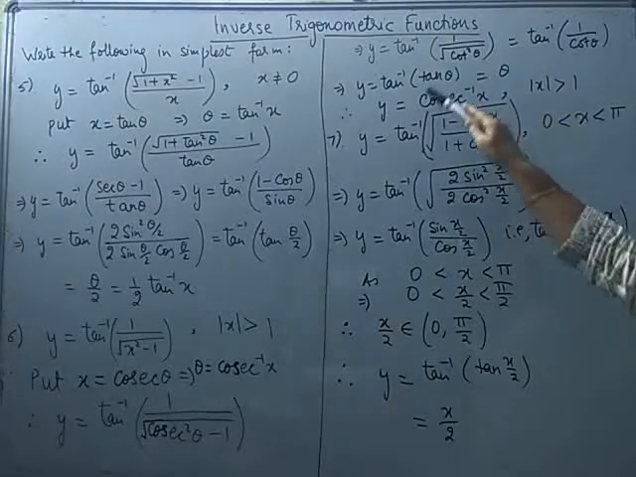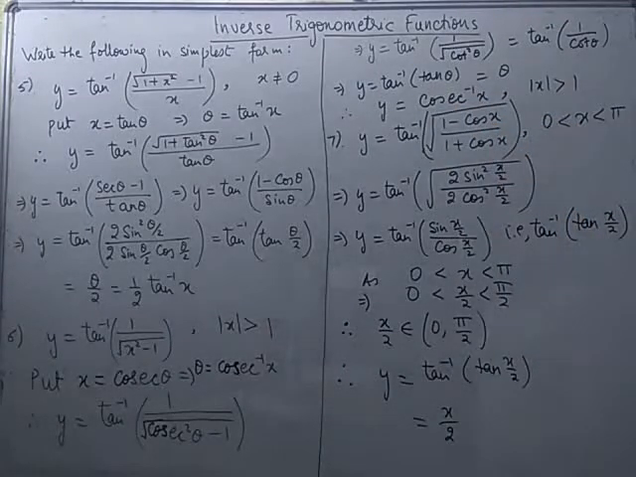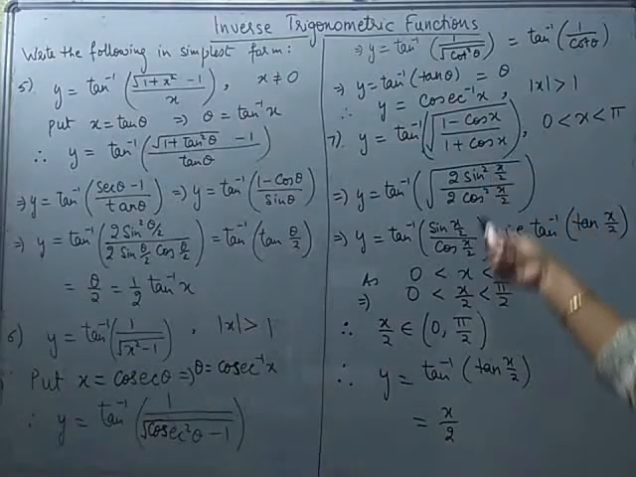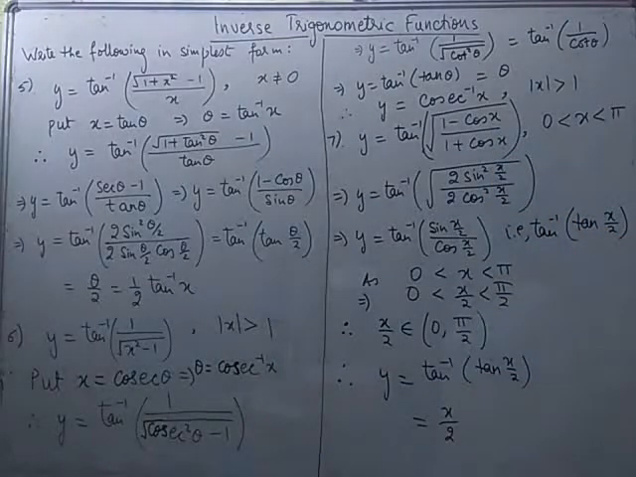You can check the domain for cosec inverse x. You will find mod of x is greater than or equal to 1. So this is mod of x is greater than 1. So it includes all the values of x which are included in mod of x greater than or equal to 1.